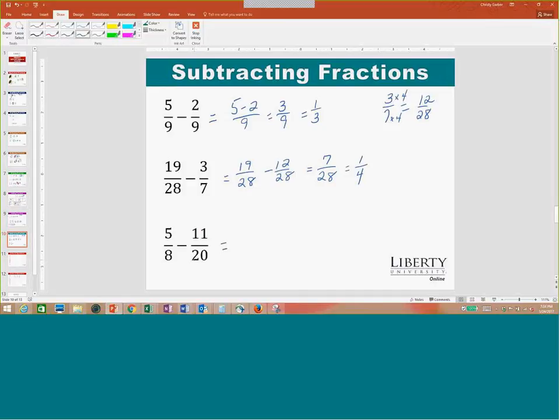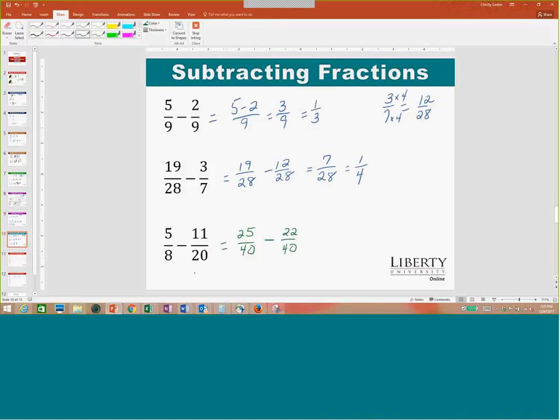We know that for 20 and 8, I can multiply 8 times 5 to give me 40, and 20 times 2 will give me 40. So I believe that 40 is going to be the least common multiple between 8 and 20. So again, I multiplied 8 times 5 to give me 40, so I need to multiply the numerator by 5 to get 25 over 40. And 20 times 2 will give me 40 in the second fraction, so I need to multiply the numerator by 2. 11 times 2 is 22. So now I have a common denominator.